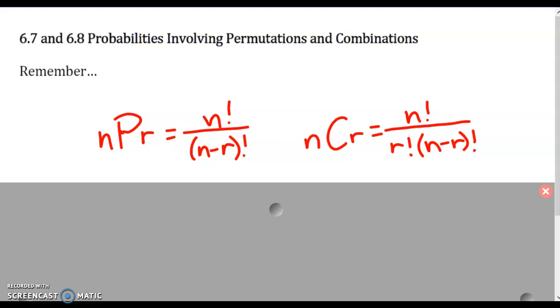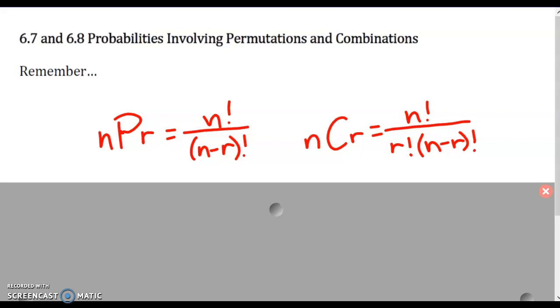Welcome back to probability. Today we are on section 6.7 and 6.8, which are probabilities involving permutations and combinations. Now we talked about permutations and combinations early on in sections 6.1, 6.2, 6.3. And then we also talked about probability in sections 6.4, 6.5, 6.6. So if you don't remember those, you can always go back and watch those videos. This is taking those two and putting them together in one.